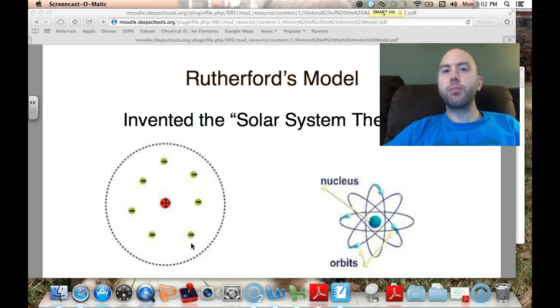But there's a major problem here. Electrons are negative. Protons are positive. Opposites attract. There is nothing in this model that stops the electrons from being attracted to the nucleus and falling into the center. Well, we know that doesn't happen. We know that electrons don't fall into the nucleus. So what in the world is stopping the electrons from being attracted into the nucleus and falling into it?